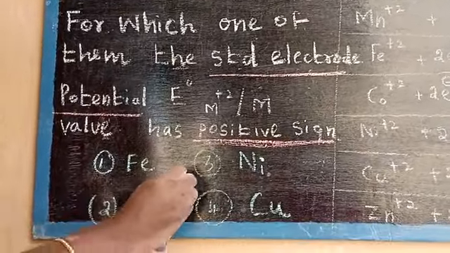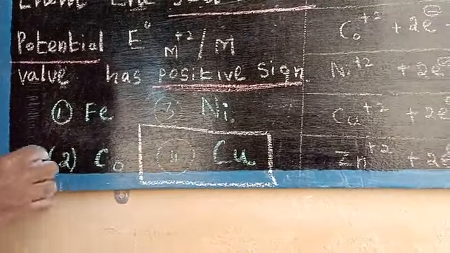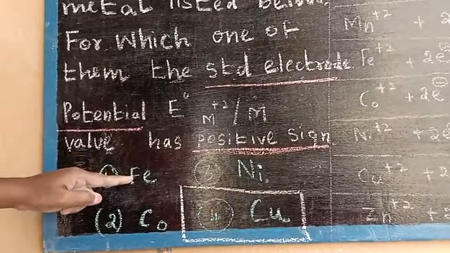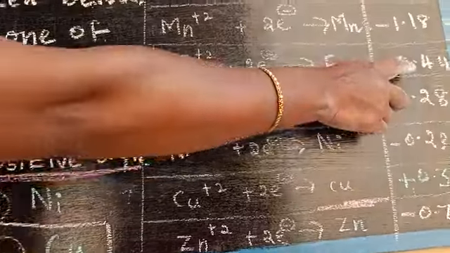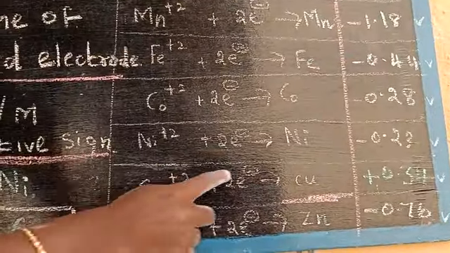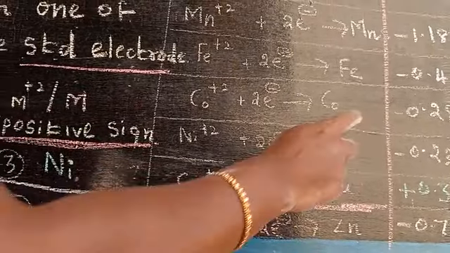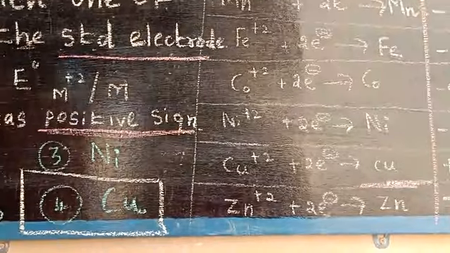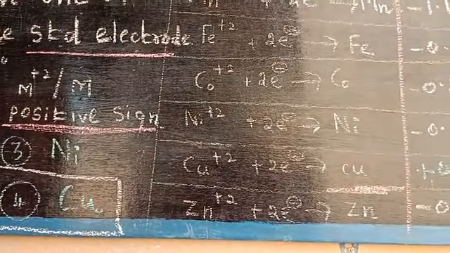The fourth one is the correct option, because for all the remaining elements the standard electrode potential value is negative. For example, Fe minus 0.4, nickel minus 0.2, cobalt minus 0.28, but only copper has the positive sign, the value is plus 0.34 volt.